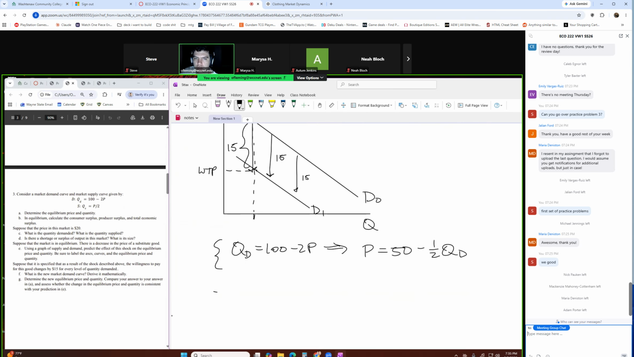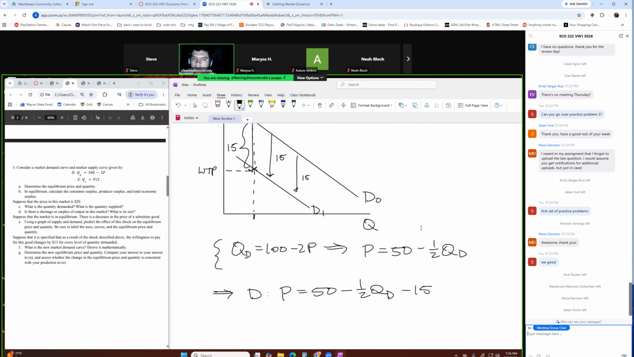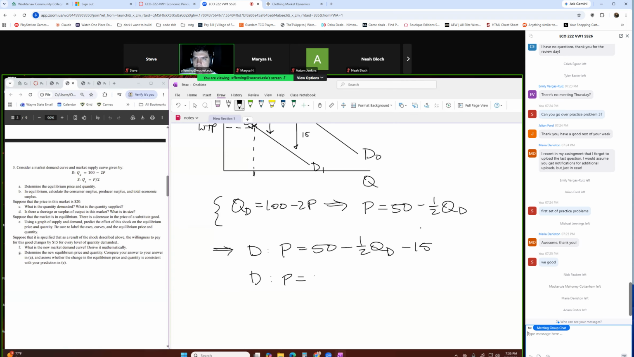Now on this, I can simply subtract 15. So the answer here is that demand is going to be P equals 50 minus 1/2 QD, now minus 15. Okay, so I'm going to get that the new demand curve is P equals 35 minus 1/2 QD, which you could rearrange if you wanted. You could rearrange and say that QD equals 70 minus 2P. Do you see how just subtracting 15 from this wouldn't have given you the right answer? Right? So it's important that you think through what these demand curves are representing.